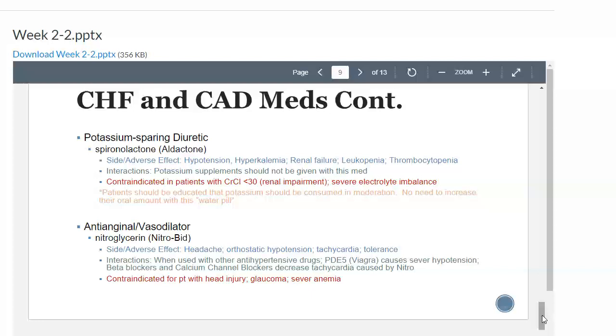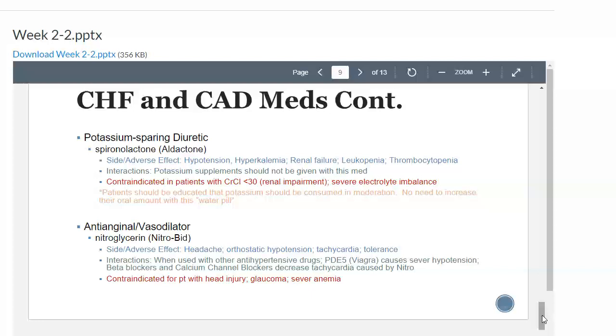Anybody that has a severe electrolyte imbalance due to renal insufficiency or any other reason, you would definitely want to question whether or not this drug should be given. Side effects or adverse effects could be hypotension, hyperkalemia, renal failure, leukopenia, which is a decreased number of white blood cells that help fight off infection, or thrombocytopenia, and that is a reduction of platelets as well, which could cause the patient to have bleeding issues.